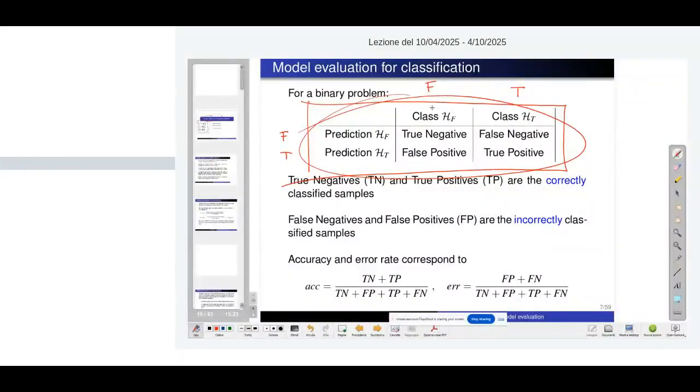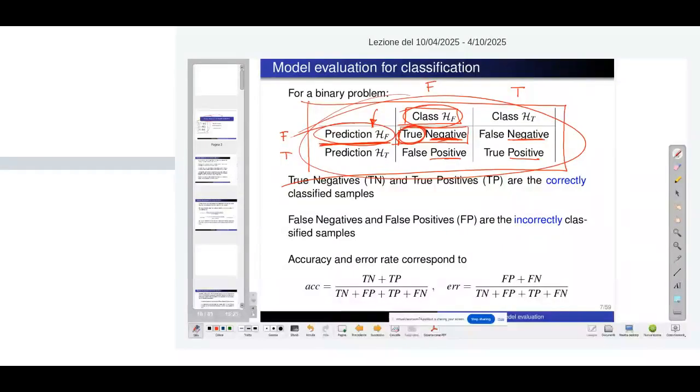Then I can say that a sample is from class false and I predict it as false. This will be called true negative. Negative, because this is the prediction, so the second term of these labels refers to the prediction that I made, and true tells me whether the prediction is correct or not.